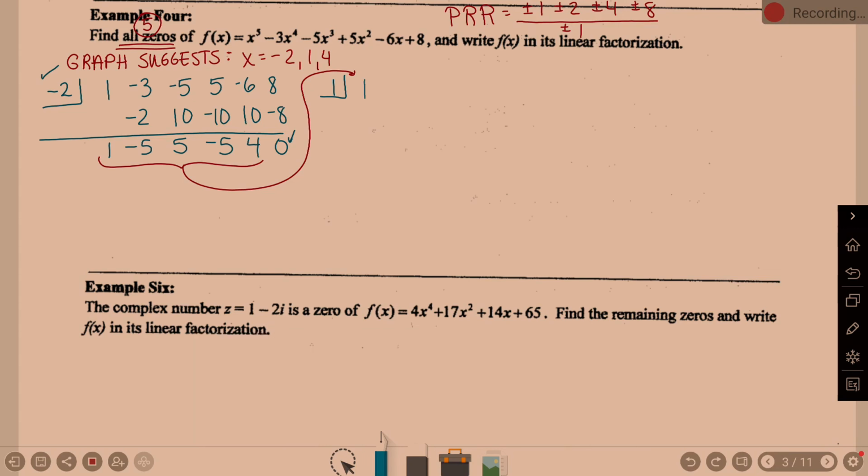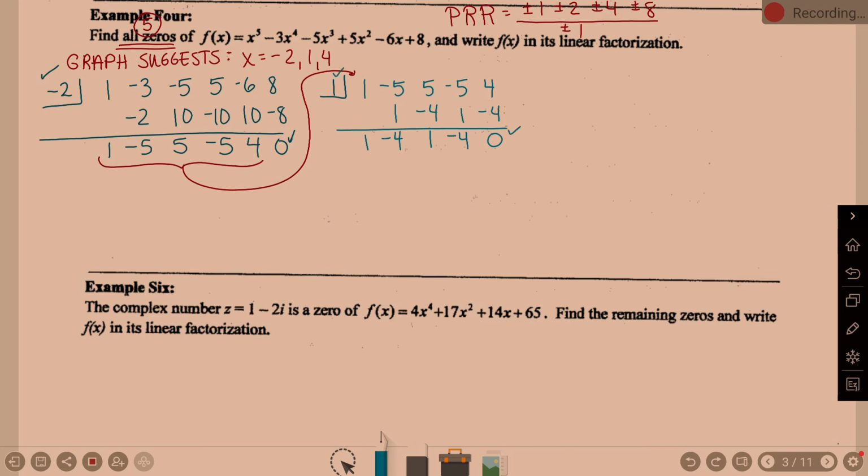Oh, I still didn't get it. Oh well. Negative 5, 5, negative 5, and 4. Okay. Drop the 1. 1 times 1 is 1. Negative 5 and 1 is negative 4. 1 times negative 4. 5 plus negative 4 is 1. 1 times 1. Negative 5 plus 4 is negative 4. 1 times negative 4 is negative 4. And we have a remainder of 0, which again, we expect.